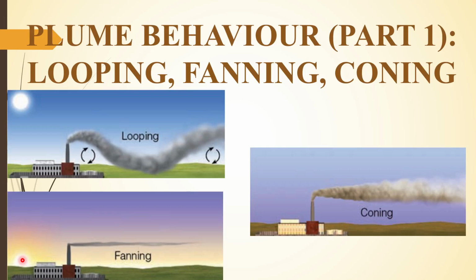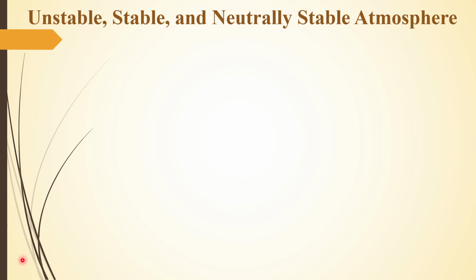In this video, I will discuss three types of plume behaviors of smokestack that occur under superadiabatic atmospheric condition, subadiabatic atmospheric condition, and neutrally stable atmospheric condition. And the plume behavior under superadiabatic, subadiabatic, and neutrally stable atmospheric conditions are called looping, coning, and fanning respectively. But at first, let us know what is unstable, stable, and neutrally stable atmosphere.